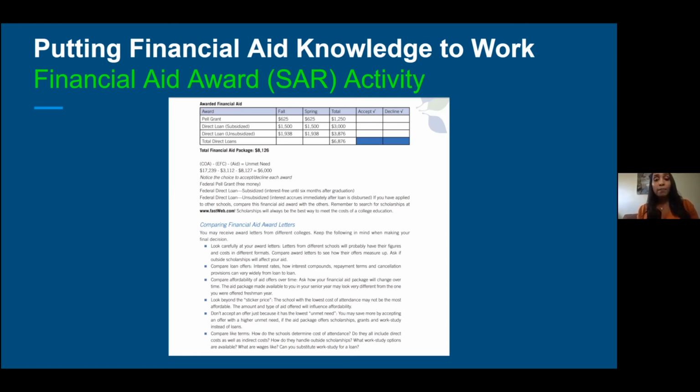All right. And make sure that you can compare terms as well. How does your school determine the cost of attendance? How do they include direct cost as well as indirect cost? How do they handle outside scholarships? These are all things that you should consider when accepting or not accepting a financial aid award letter.